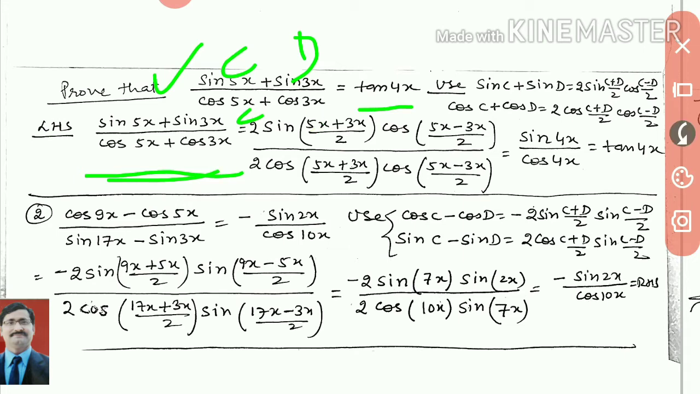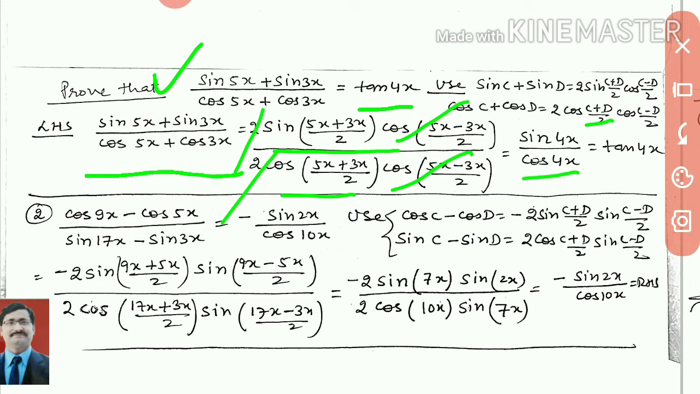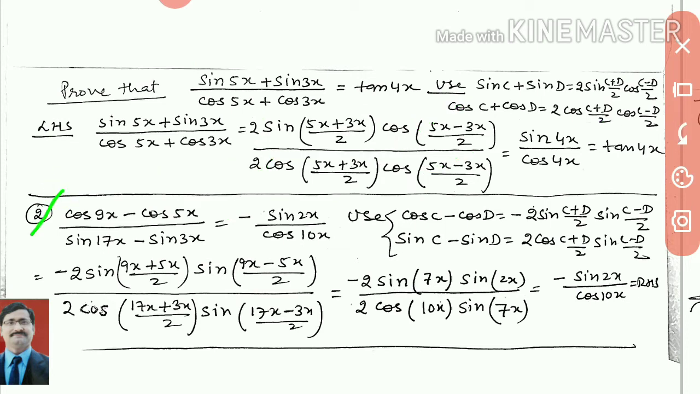Now look here, this you have to solve. 5x plus 3x is 8x, 8x by 2 is 4x. The 2 and 2 you can cancel, and this portion also cancels, so you get sin 4x in the numerator. In the denominator, 5x plus 3x is 8x, 8x by 2 is 4x again, so you have cos 4x. sin 4x upon cos 4x is tan 4x. Understand this?